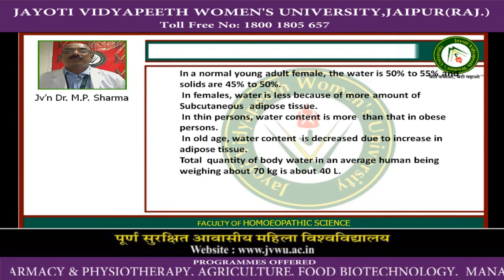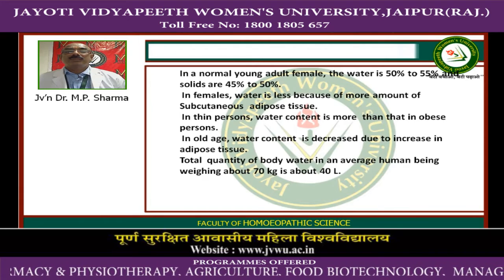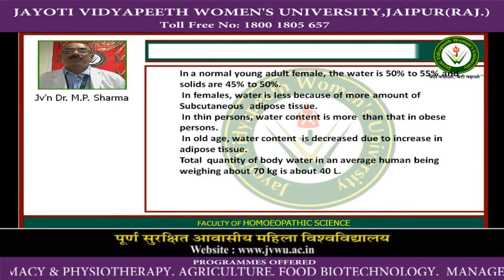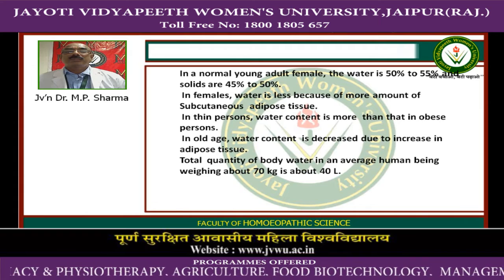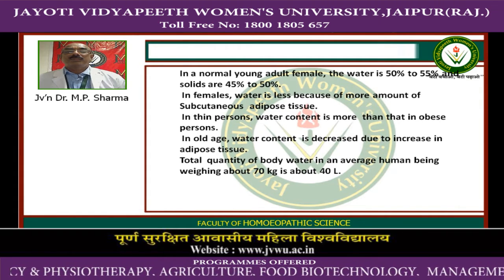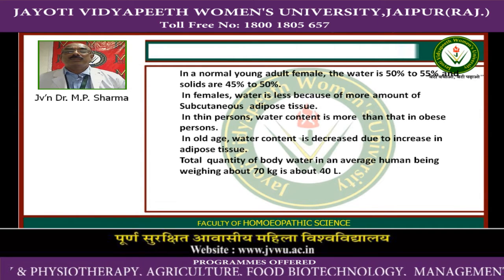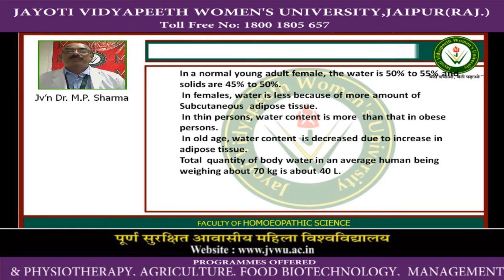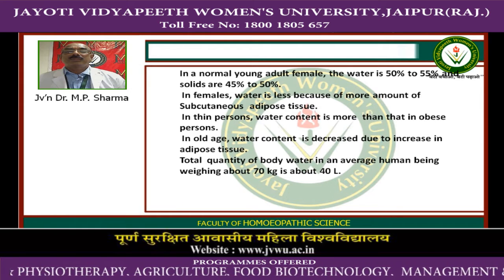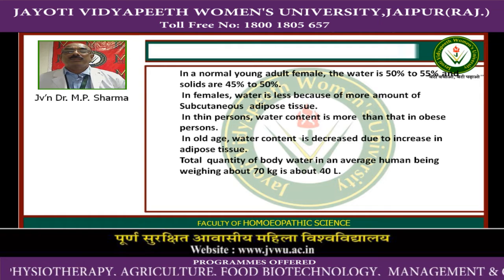In thin persons, water content is more than that in obese persons. In old age, water content is decreased due to the increase in adipose tissue. The total quantity of body water in an average human being weighing about 70 kg is about 40 liters.